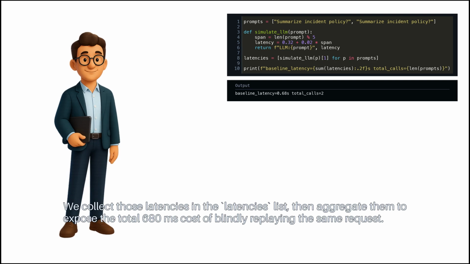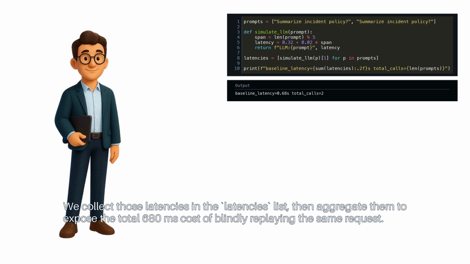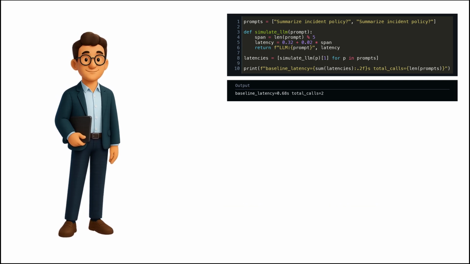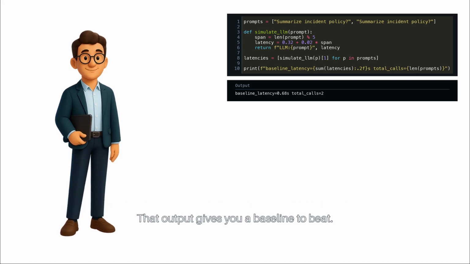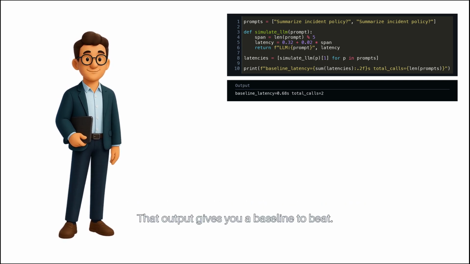We collect both latencies in the latencies list, then aggregate them to expose the total 680 millisecond cost of blindly replaying the same request. The single print highlights the waste. 2 calls exhausted the budget with no reuse. That output gives you a baseline to beat.